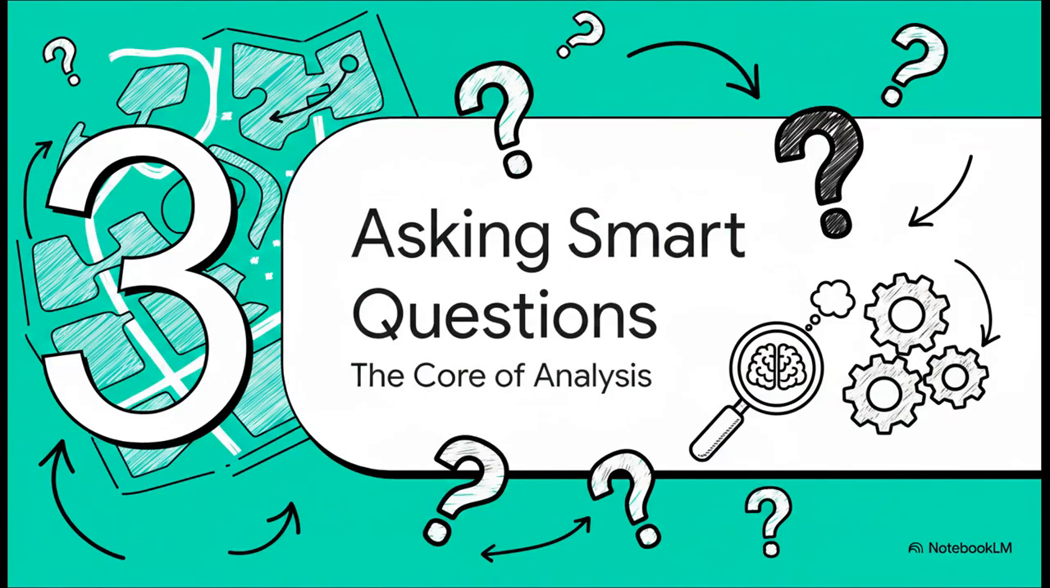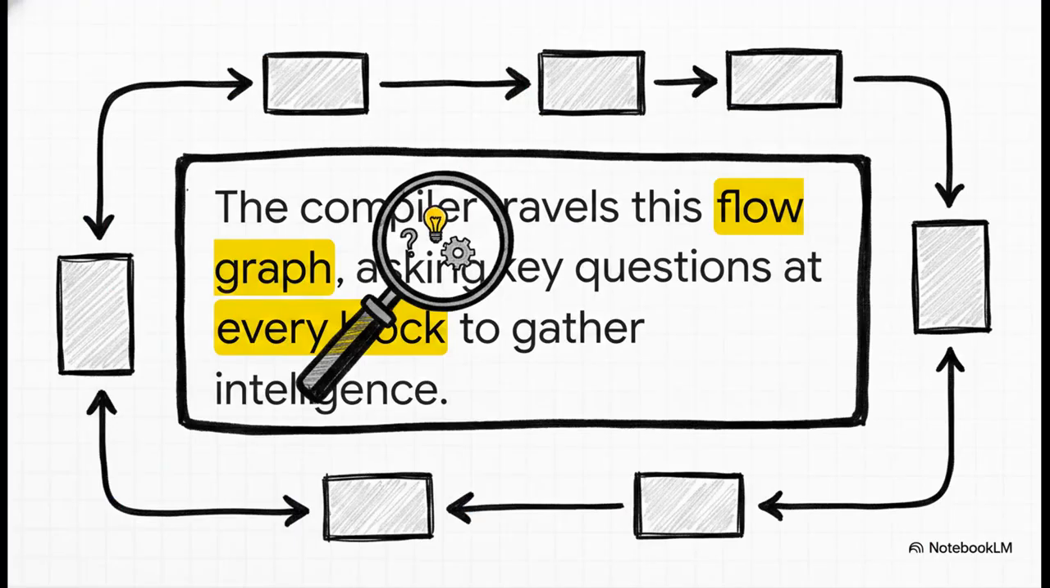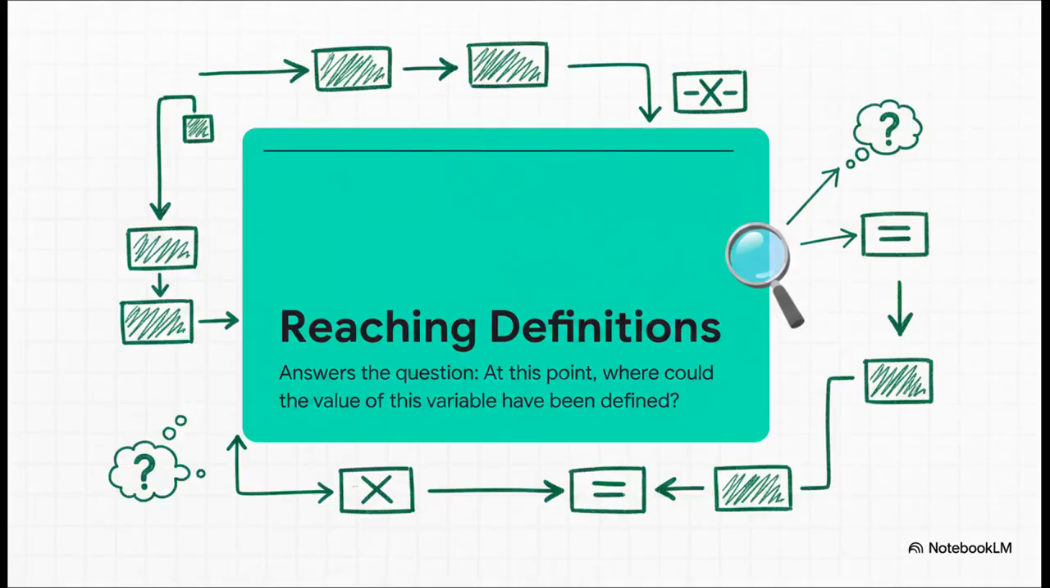So this is where the whole process really shifts gears. Now that it has the map, the compiler doesn't need to do some kind of impossibly complex calculation. Instead, the analysis becomes this really simple but powerful process of just asking the right questions. It's like it becomes a traveler. It moves through this flow graph and just pauses at each block, each little stop on the map, to gather some intelligence. So one of the most fundamental questions it asks is about something called reaching definitions.